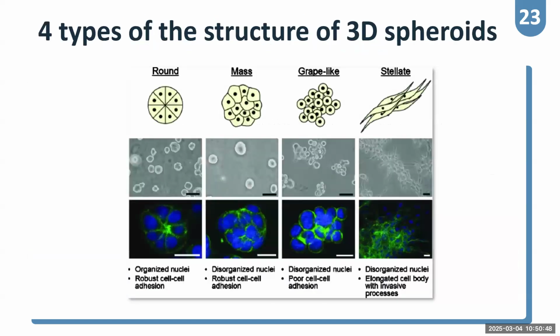Okay, we pass this. But what I want to mention to you from now on is that scientists try to report the type of the spheroid, because not all cell lines can form a structure like the 3D spheroid. Some form a round shape, some form a mass or a crab-like shape, and some have something like a spindle. They have long legs.